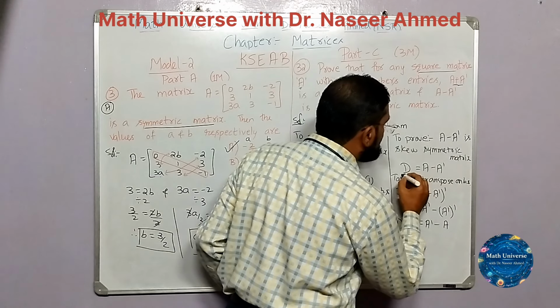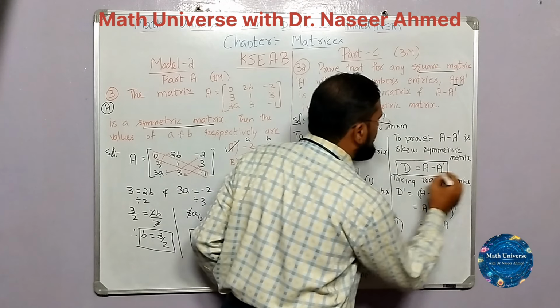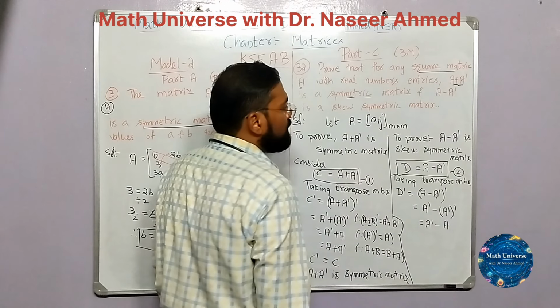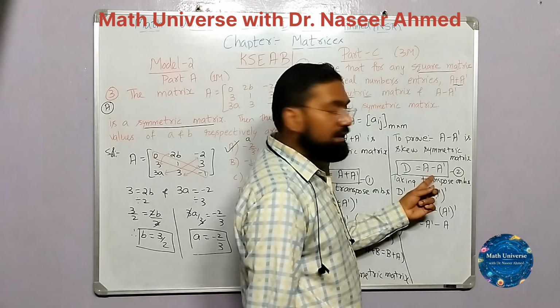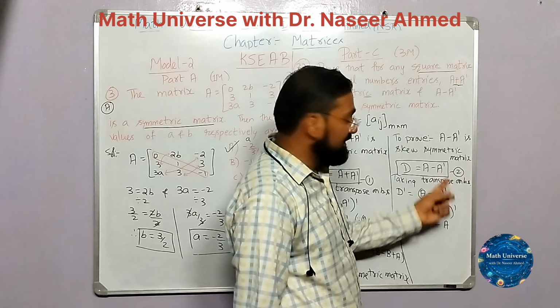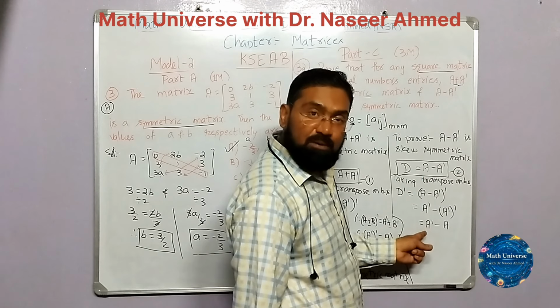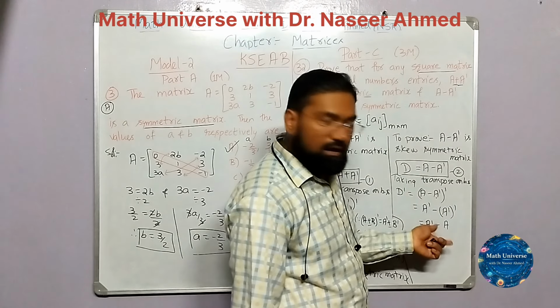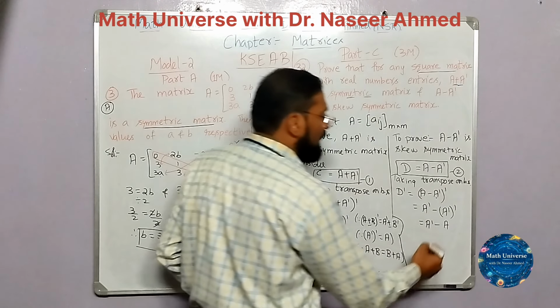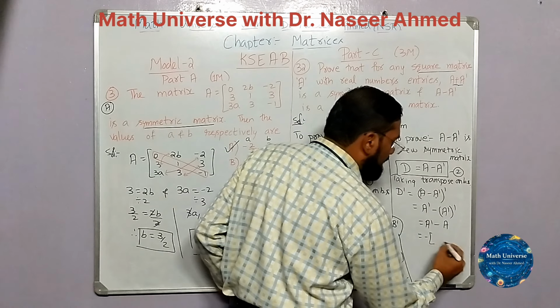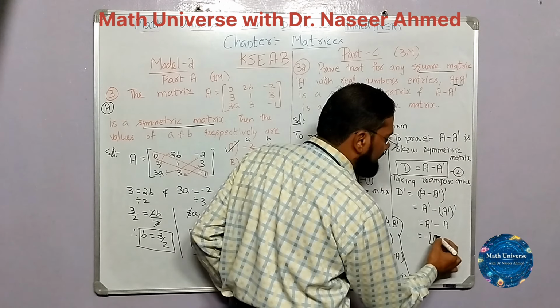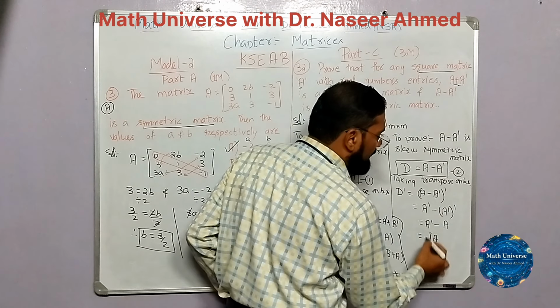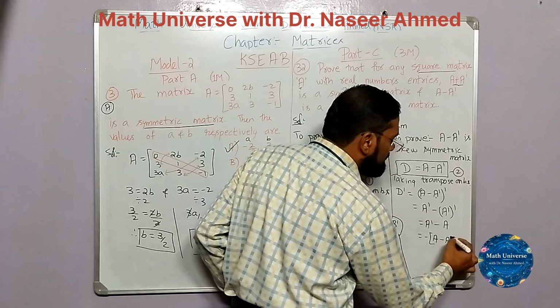Now if you compare this with this equation, which I will take as 2, see carefully, here the sign of A is positive and the A transpose sign is negative. But here the A transpose sign is positive, and the A sign is negative. So only the signs are different. So I will take minus common here. If I take minus common, minus into minus is plus A, and minus into plus is minus.